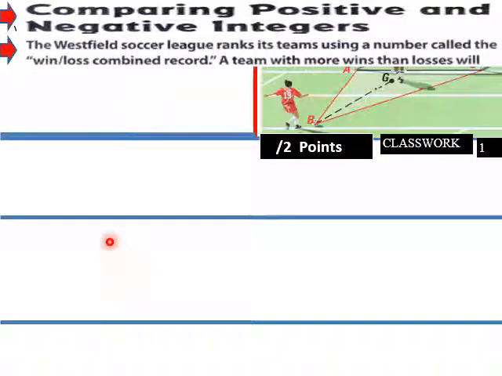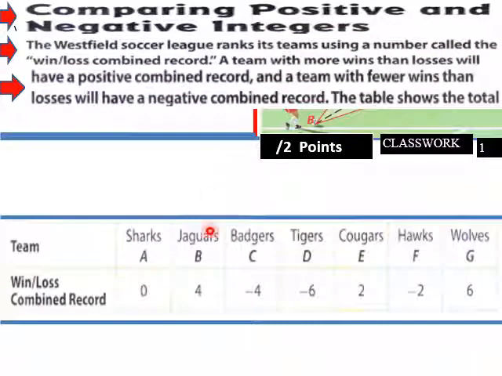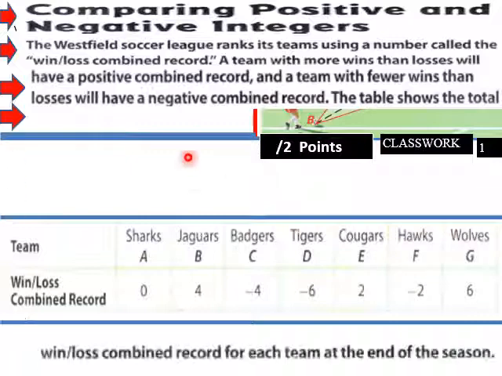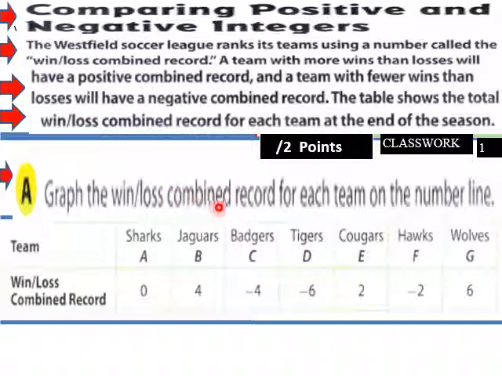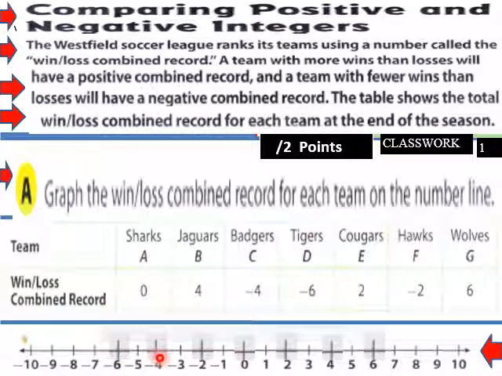Comparing positive and negative integers, we have a soccer league here. We have a team with more wins than losses. So here's different teams, and then this is their combined win-loss record here. We have a few negatives in here. So graph the win-loss combined record for each team on the number line. So we have a number line here, and graph each one of these on a number line, students. Teachers, wait on your students here. Give them 3-4 minutes for this.